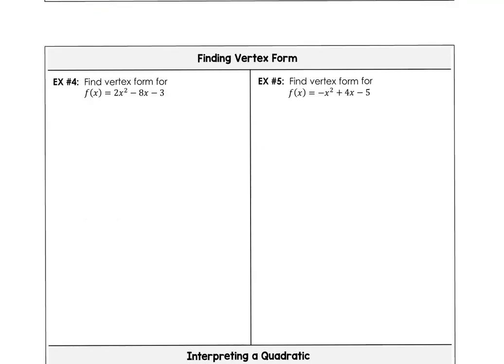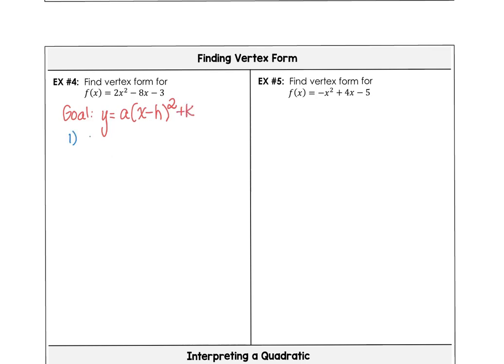Next, we're going to move on to the algebraic approach. We want to find vertex form for the next 2 equations. So our goal, remember vertex form from yesterday, is to get our equation in the form of y equals a times x minus h quantity squared plus k.